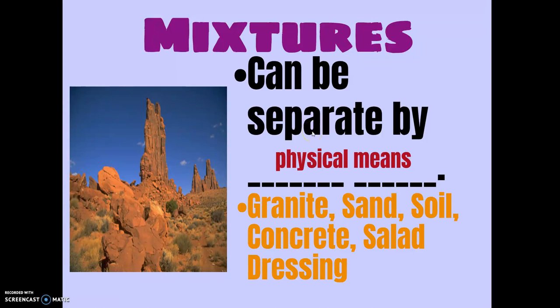And we can take mixtures and we can easily separate them. If I have a mixture of sand, salt, and iron, I can use a couple of physical properties to separate them. I can get the iron out through magnetism. I can put water in the sand and the salt will dissolve, and I can drain it out. So I just have the sand, and then I can boil off the water and get the salt. So it's not easy, but it's a lot easier than chemically dividing compounds. So mixtures can be separated by physical means. Granite, sand, soil, concrete, salad dressing are all examples.